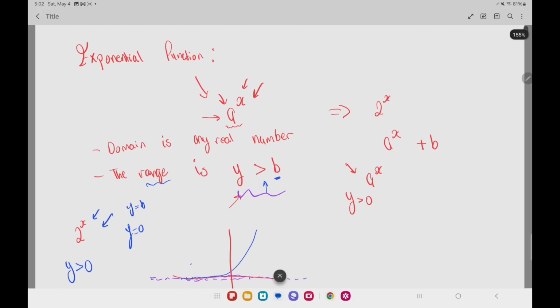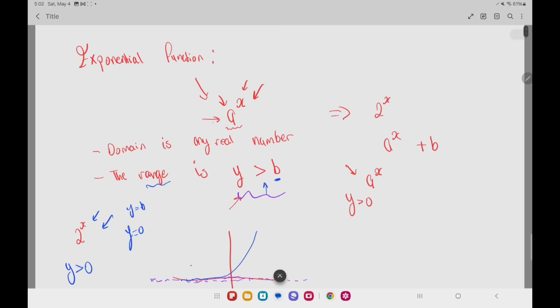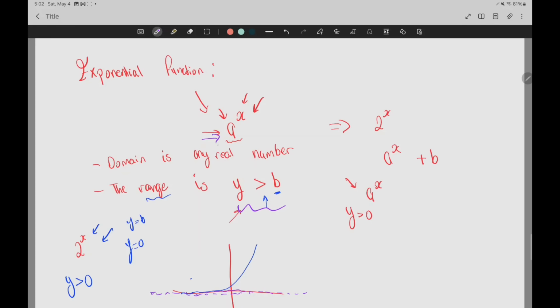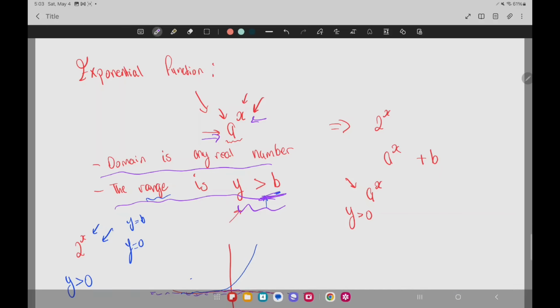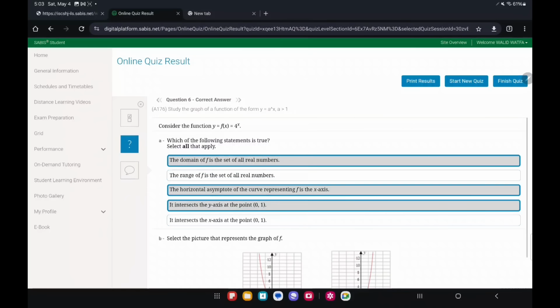We said that for any exponential function a to the x, the domain is any real number. So x can be any number, right? But the range is always y greater than b. Y is always greater than b. That's the range. So let's see here.